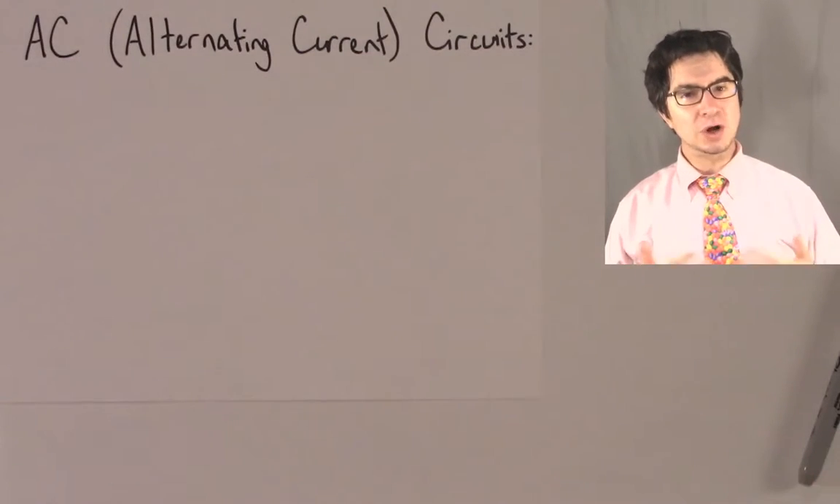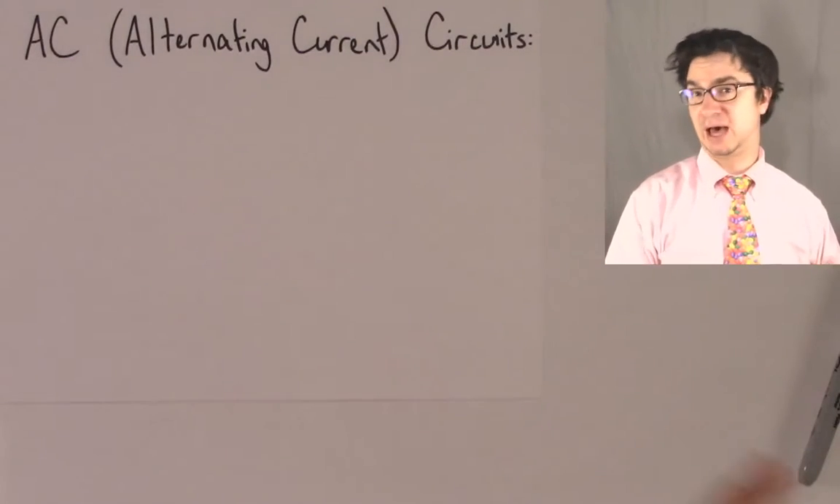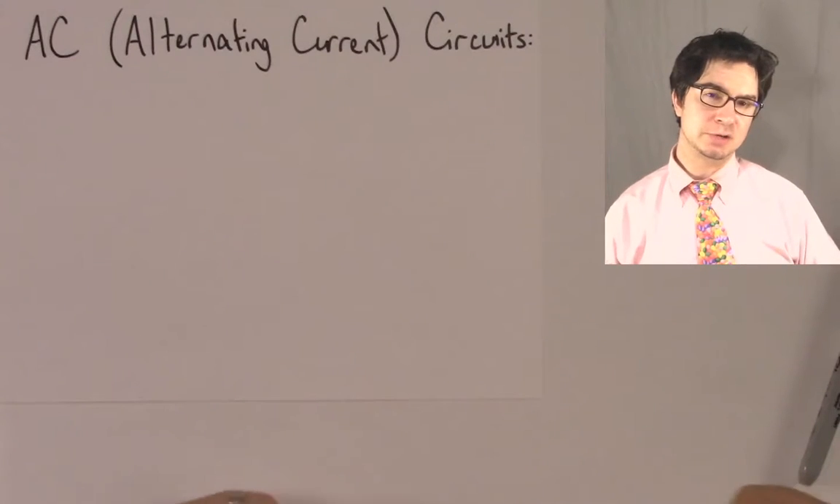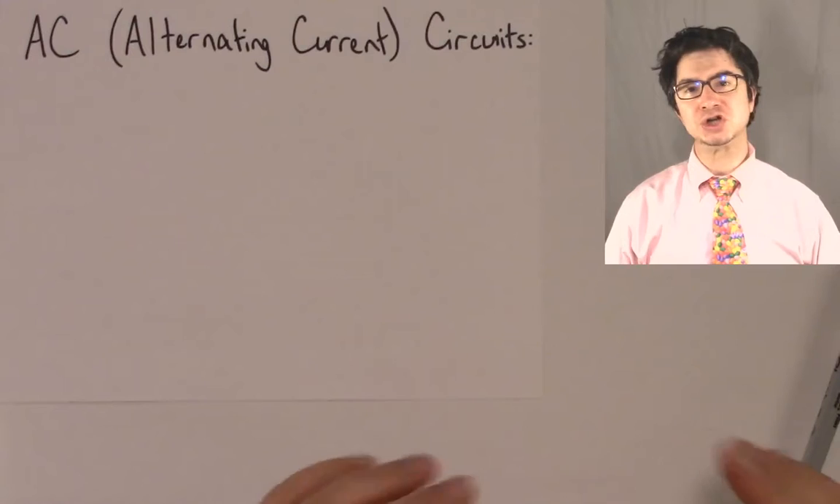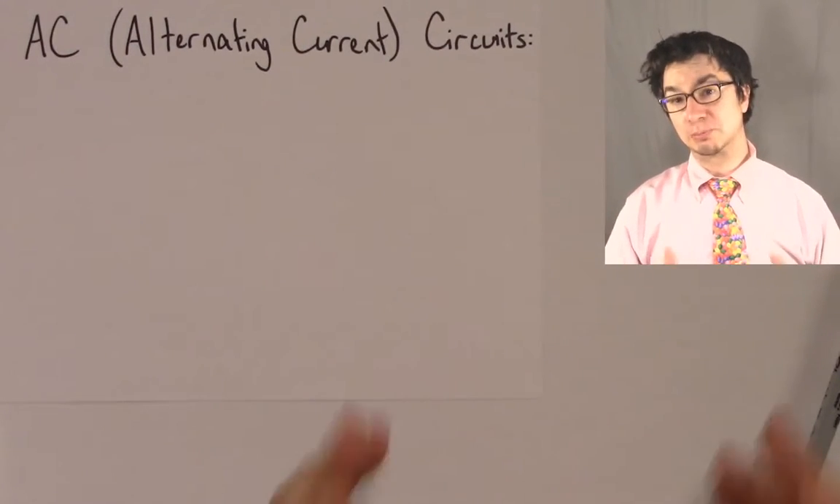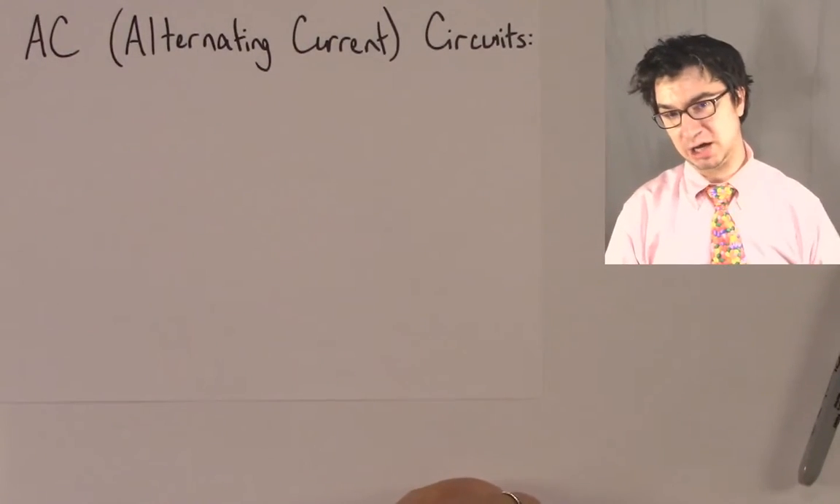So you might ask yourself, what's going to cause current to move back and forth? And it goes back to what we talked about with Faraday's law of induction. In Faraday's law of induction, we said that if we change the magnetic flux, we're going to produce an EMF that opposes that change. Okay?